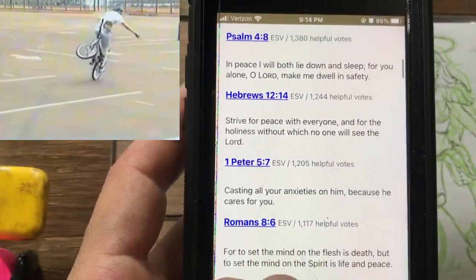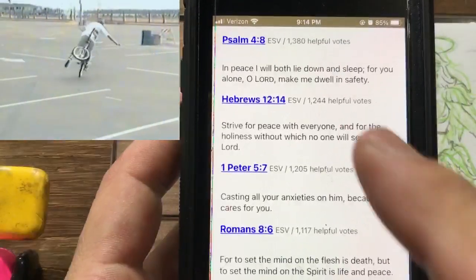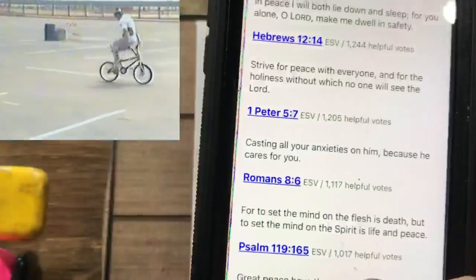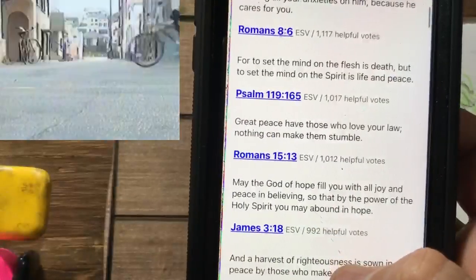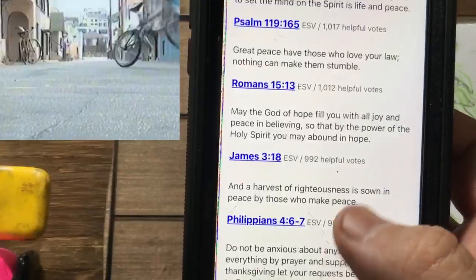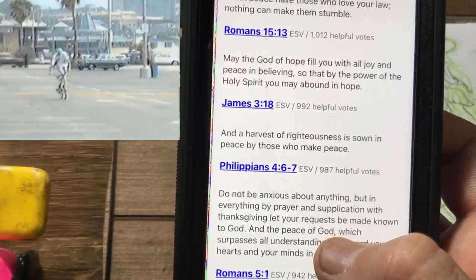Oh, what about this one? Hebrews 12:14. Strive for peace with everyone and for the holiness without which no one will see the Lord. Intriguing. Maybe that one. The harvest of righteousness is sown in peace by those who make peace.